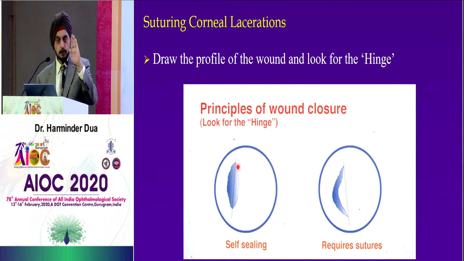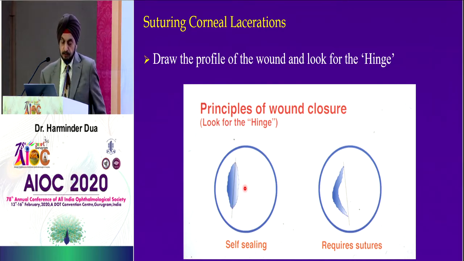So look at the profile of the injury going through the cornea. Where it entered the epithelium, where it entered the AC through the endothelium. Having done that, and you can draw this on a piece of paper or imagine it in your mind as you're looking at the patient, then you draw this line joining the two extremities, which is the hinge.